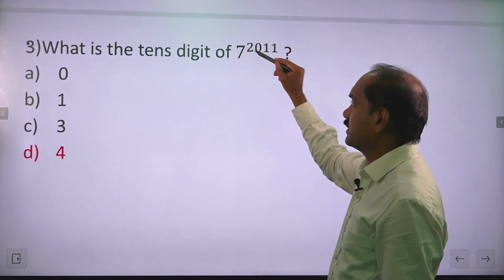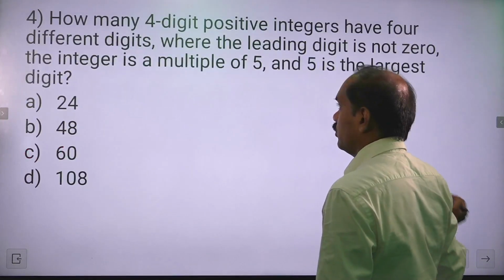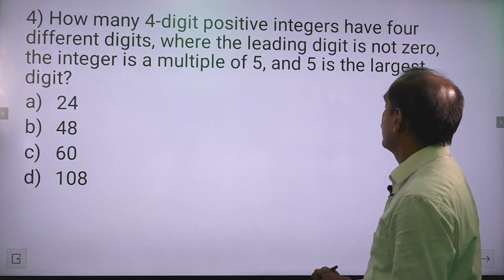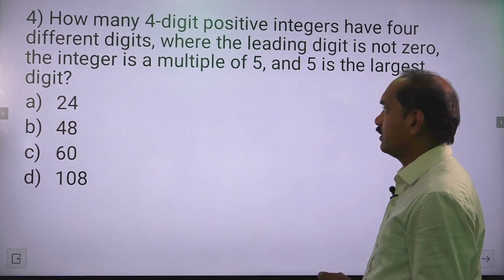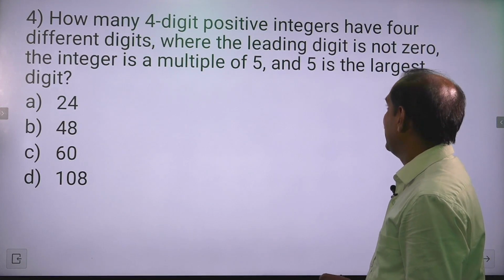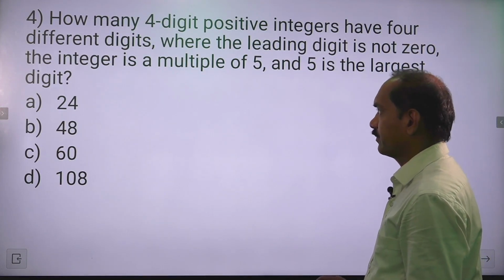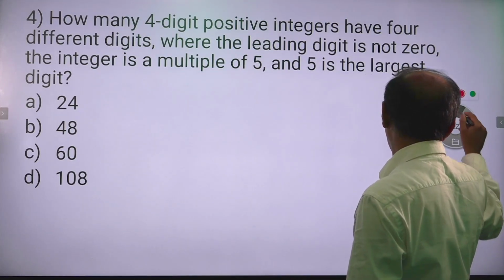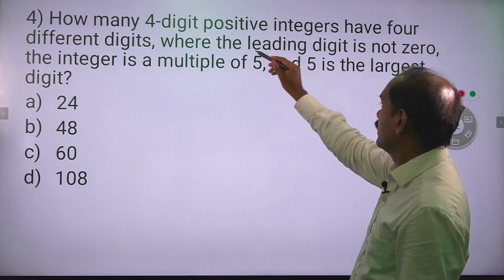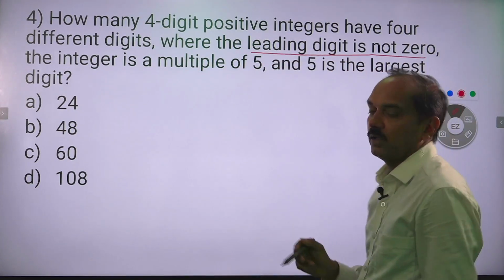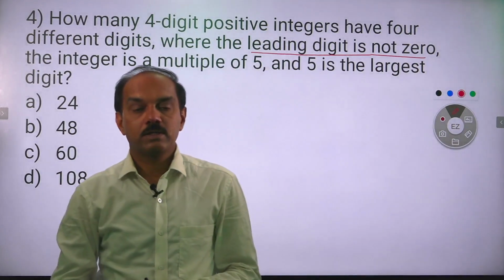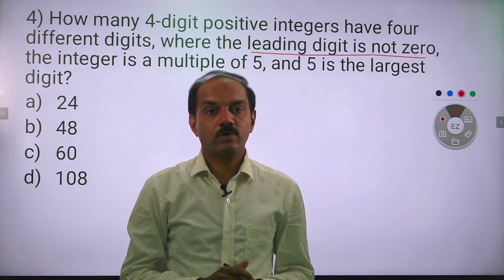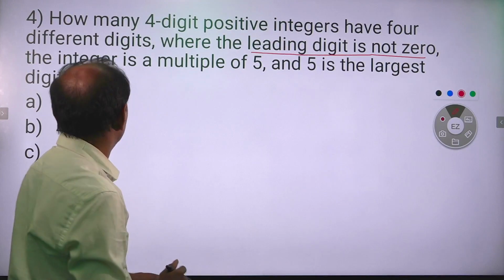Once you expand this, right? Moving on to the next one. How many 4-digit positive integers have 4 different digits where the leading digit is not 0? What do you mean by leading digit? Leading digit meaning in the beginning. Leading digit is not 0. In the beginning we are not allowed to have 0. If you write 0 in the beginning, then it cannot become a 4-digit number. Okay, that is also equally true.